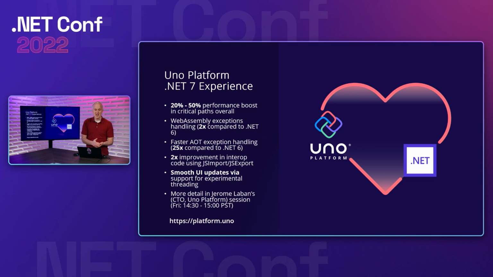They're seeing that exception handling is much faster thanks to that new WebAssembly exception handling support. They're using AOT and getting dramatic benefits from AOT. They're even trying out multi-threading to get smooth UI animations and transitions. You should definitely check out Jerome's talk later today, where he's going to walk you through how they're using .NET 7 to make the Uno platform great. You can learn more about Uno at platform.uno.